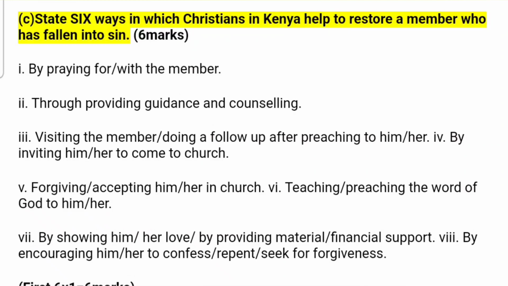C. State 6 ways in which Christians in Kenya help to restore a member who has fallen into sin. 6 marks. i. By praying with the member. ii. Through providing guidance and counseling. iii. Visiting the member, doing a follow-up after preaching to him/her. iv. By inviting him/her to come to church.